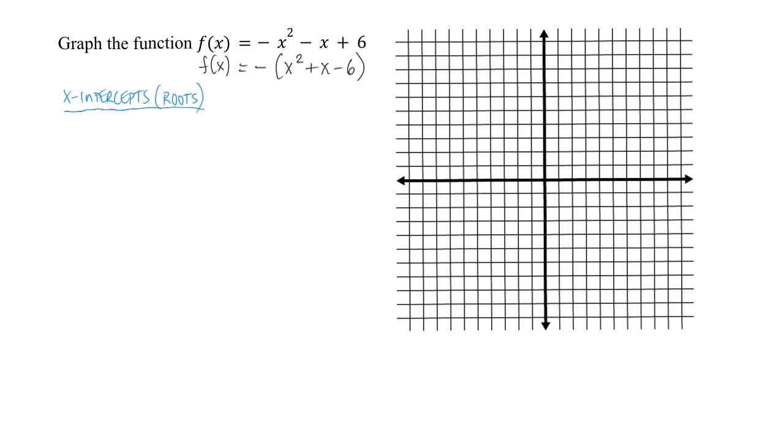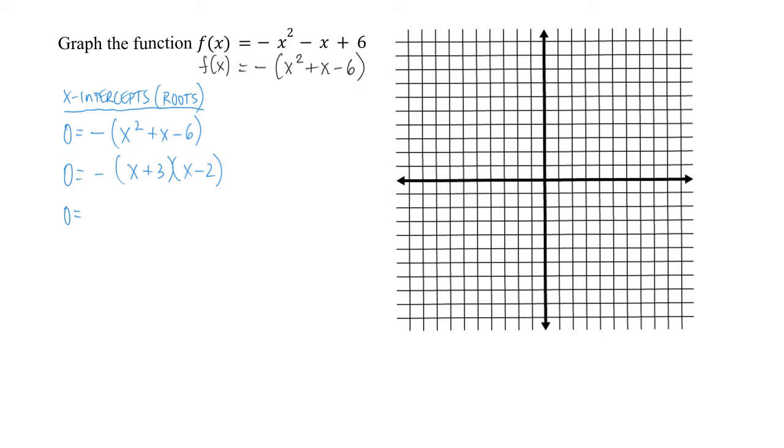Okay, so let's find our x-intercepts first, our roots. So it's negative and then x squared plus x minus 6. The negative stays out front. And now I'm going to have plus 3 and minus 2. Now watch what happens here. I have to take into account this negative. So remember, that's negative 1.